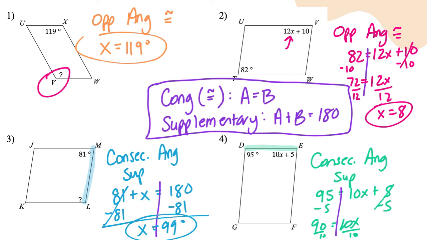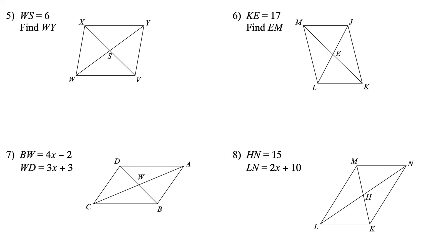So my final answer here is x equals 9. And these are how we will solve problems when we're dealing with either opposite angles or consecutive angles. Now, when we're dealing with diagonals, our property tells us that the diagonals bisect each other. So remember, bisect means to cut in half.